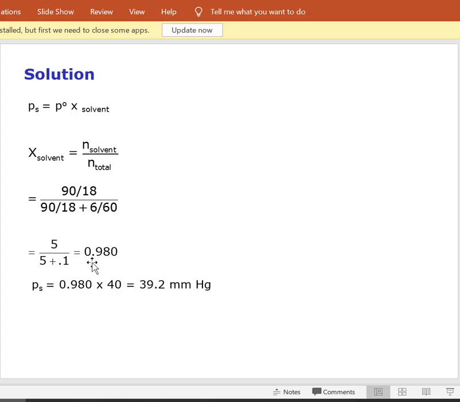That means that will be equal to 0.98. The PS will be equal to P0 into X of the solvent. So that is equal to 39.2 millimeter Hg.